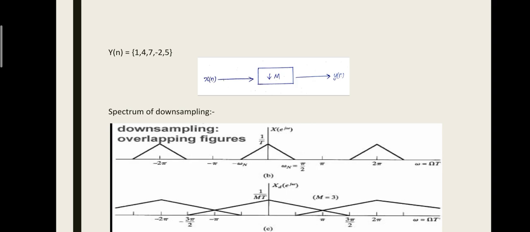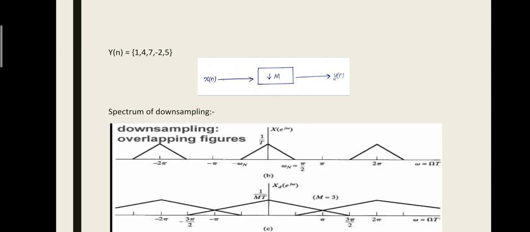And if m is equal to 3, m minus 1 will be 2. Then the first initial value is selected and the next 2 values will be rejected, and likewise. And this is the block diagram of downsampling.